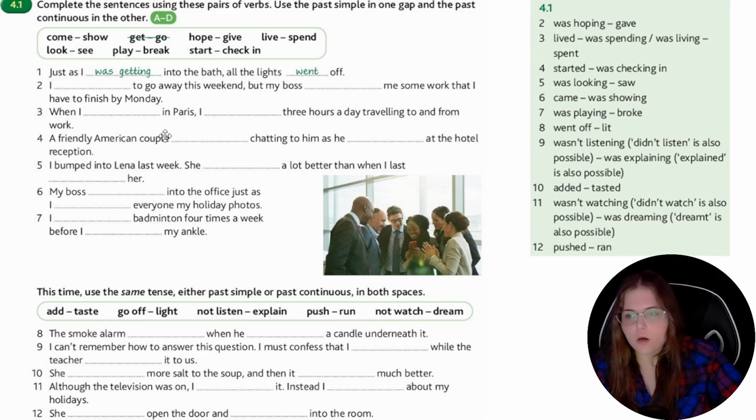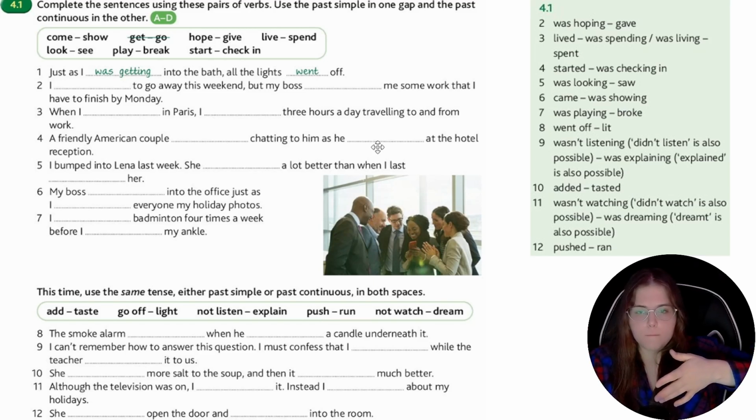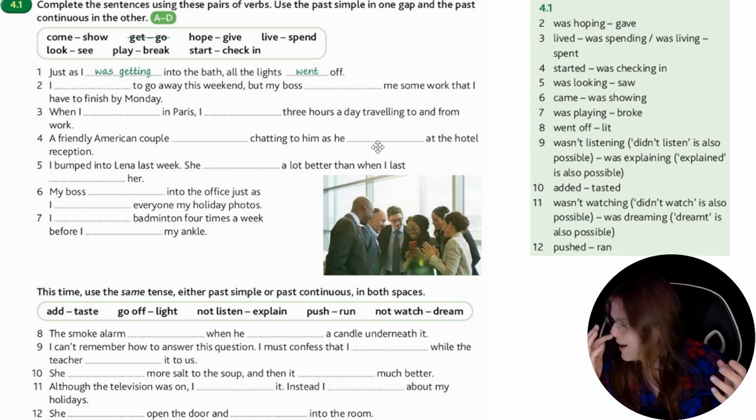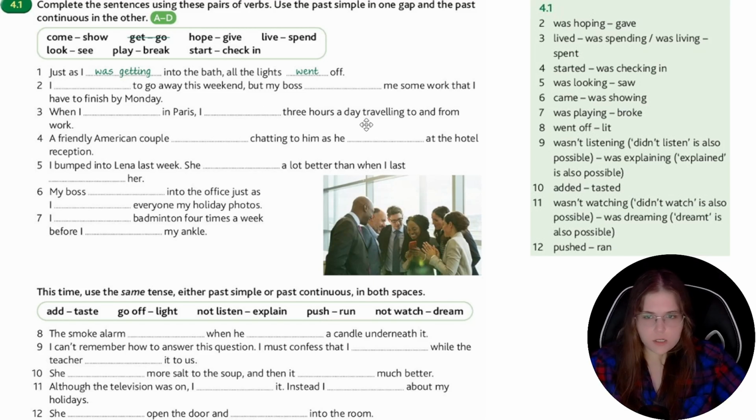A friendly American couple started chatting to him as he was checking in at the hotel reception. He was checking in, long action, and this long action was interrupted by the couple who started chatting. Not urgent, abrupt action, very sudden action, so it was very quick. And this couple interrupted him.